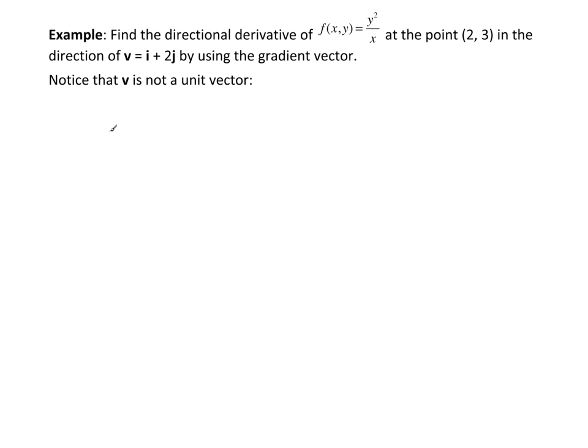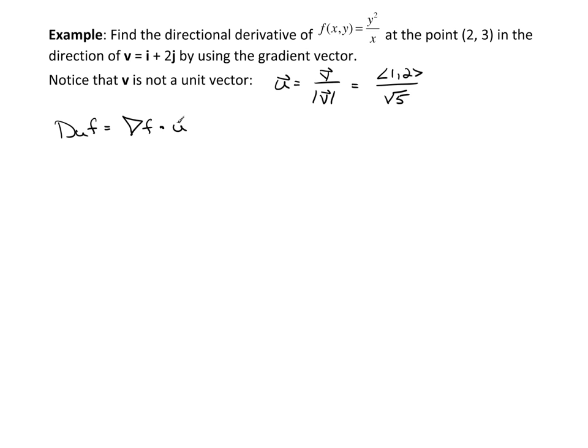So really, the very first thing we should probably do is find the unit vector. I'm going to say u is equal to, obviously, v over the magnitude of v, which is going to be (1, 2) over root 5. So now that I actually have u, I'm going to say that the directional derivative is equal to del f dot u.